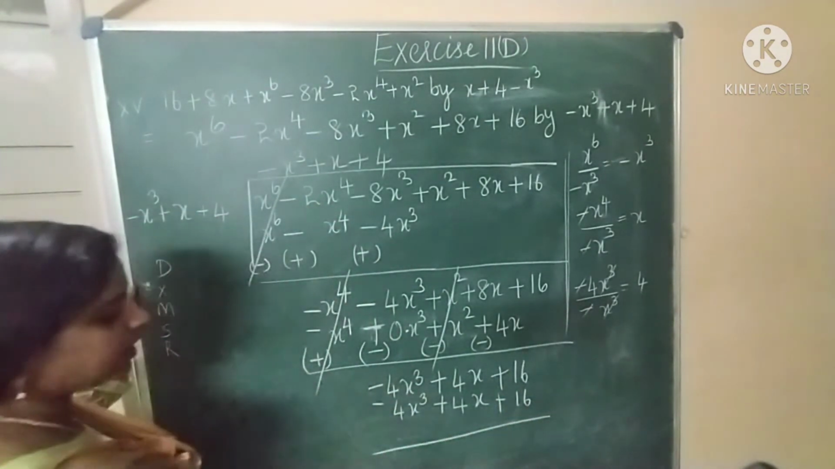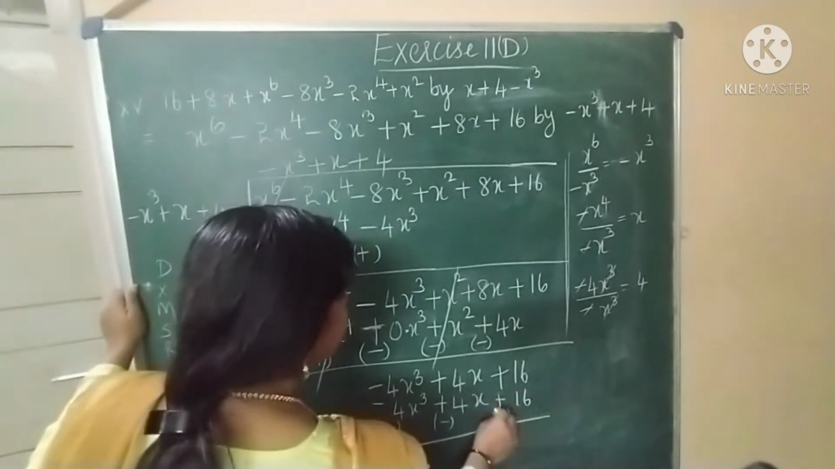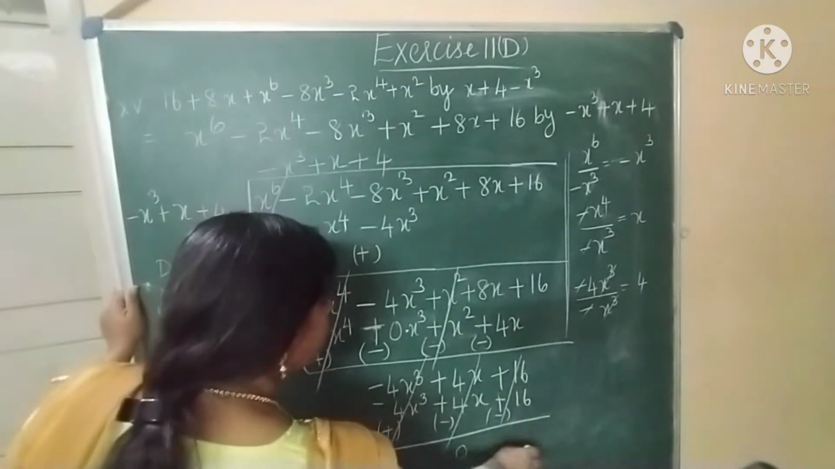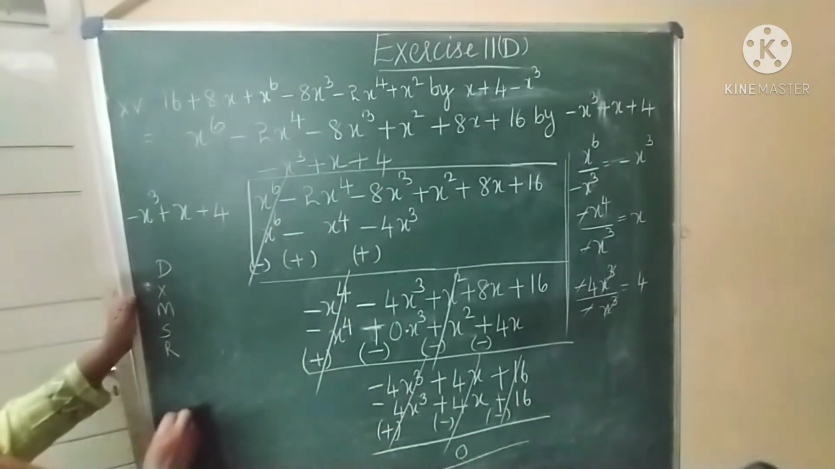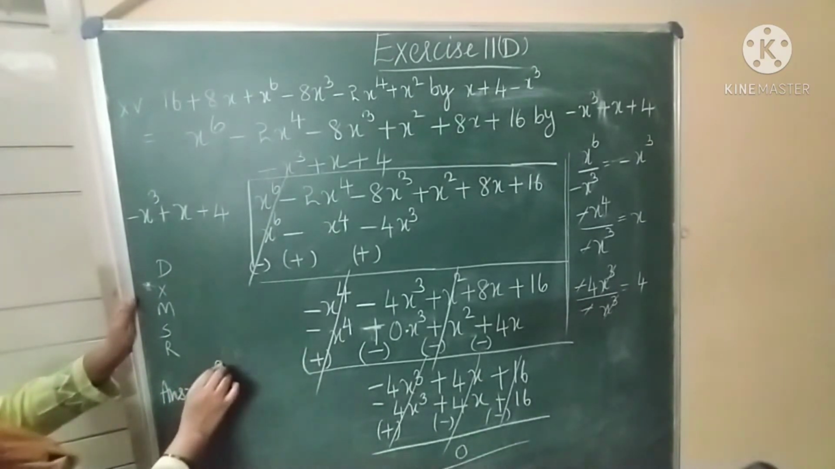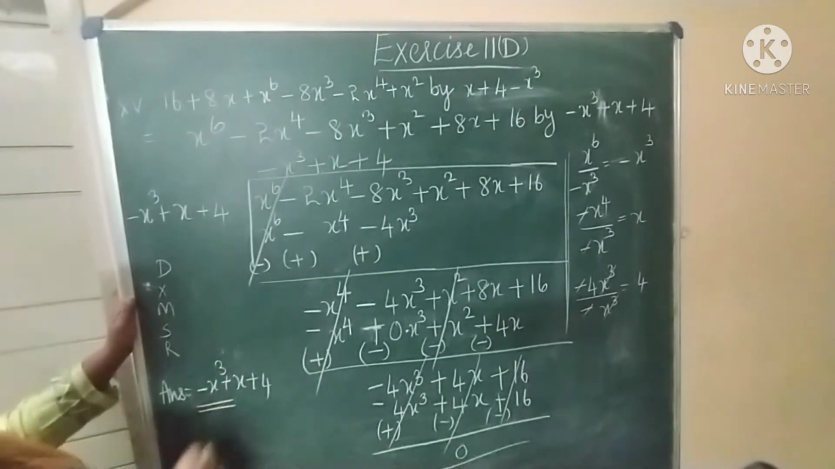So draw a line here below, minus to plus, plus to minus, plus to minus. If you observe, all the terms will get cancelled. You remain with 0. So what is the answer? The answer is the quotient, minus x cube plus x plus 4. This is the answer.